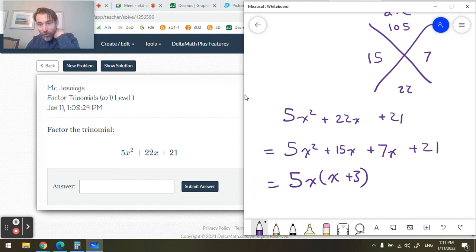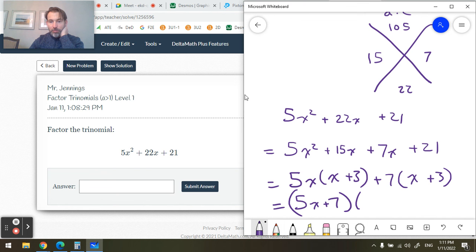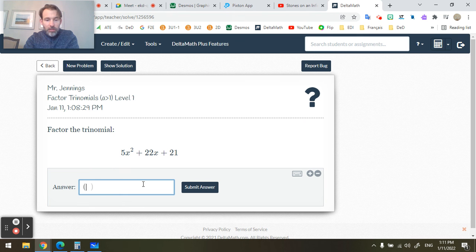Then over here, 7 factors out. Plus 7 multiplied by x plus 3, because 21 is 3 times 7. Okay, now I have this x plus 3 is a common factor in both spots. So I can write this as 5x plus 7 times x plus 3. Done. Final answer twice. I answered this question twice with 2 different methods. This is 5x plus 7 times x plus 3.